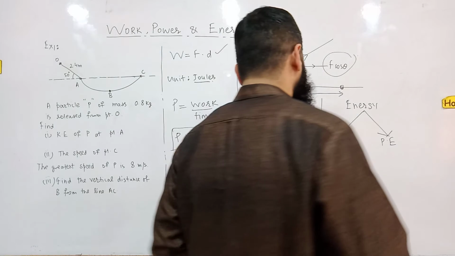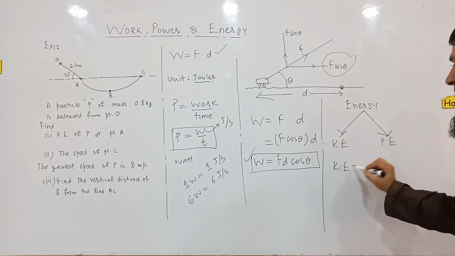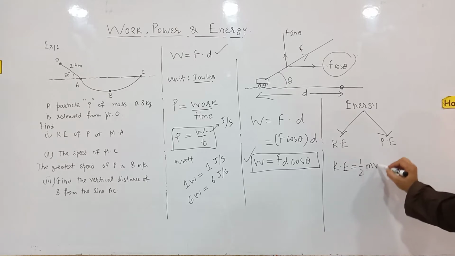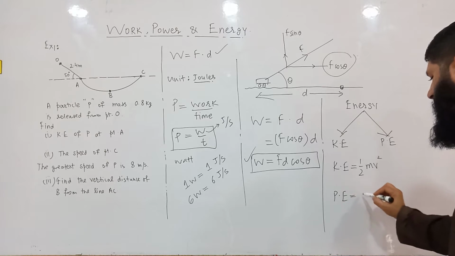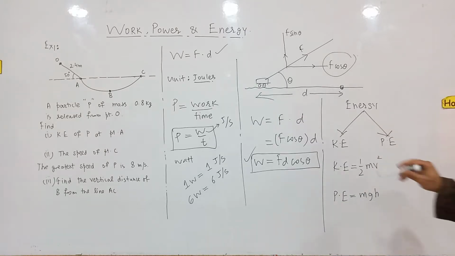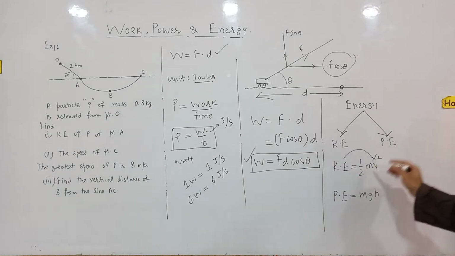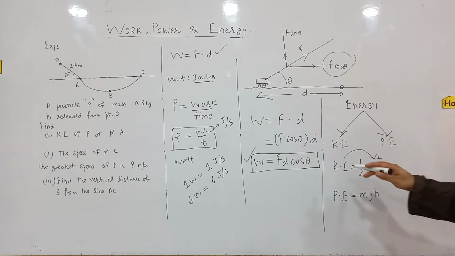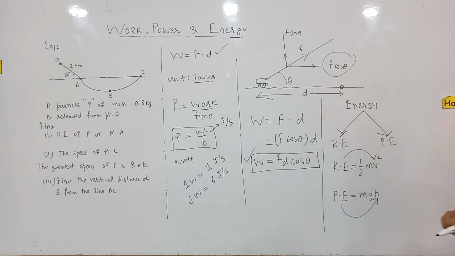We have some expressions for these two energies. Kinetic energy is equal to 1 over 2 mv square, half mv square, and potential energy is basically equal to mgh. We can see in this formula that kinetic energy depends upon velocity, because 1 over 2 is constant, mass is also constant. So kinetic energy depends upon velocity, and potential energy depends upon the height.